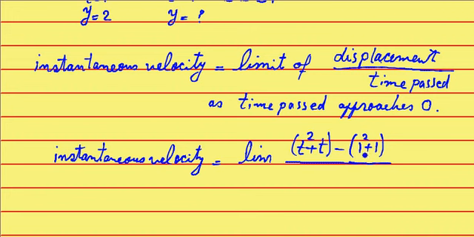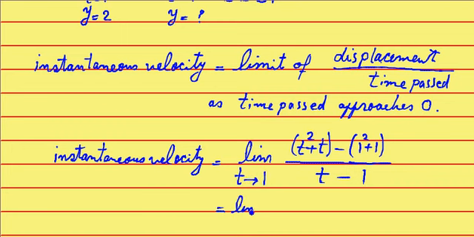Once again, these are positions. When you subtract the positions, you get the displacement. How much time has passed? You are starting to look at things at time equal to 1 second, and you are ending your observation at time t seconds. So time passed is t minus 1. As time passed approaches 0, what does that mean? It means your final time is very close to your start time. Your t is very close to 1.